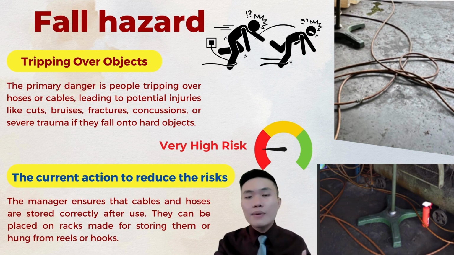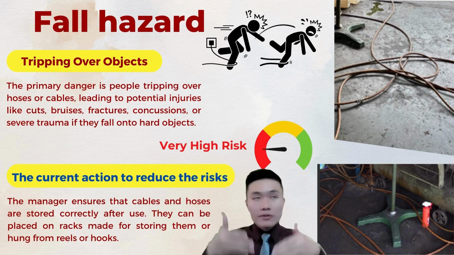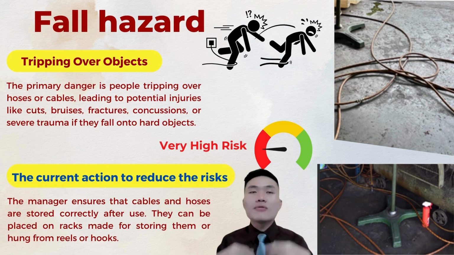So not only that, this cable or hose is also a tripping hazard over the objects. This will cause the object to fall down and cause an accident in the workplace. So therefore, what is the current action that the manager has already taken?